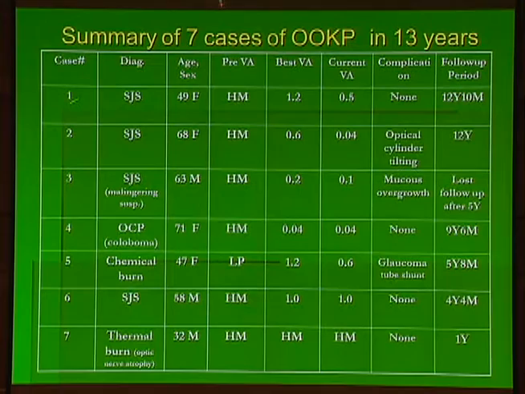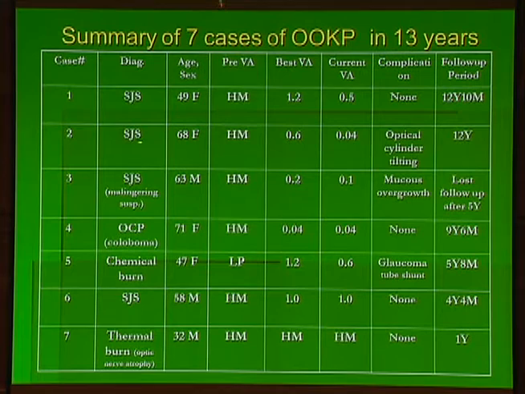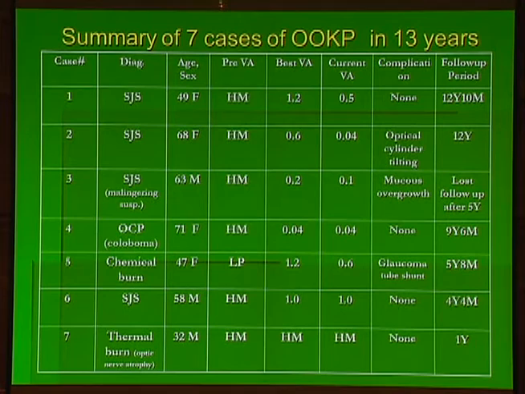We have done 7 cases in 13 years, very small numbers. Let me show some results. SJS, 3 SJS cases in series, the first 3 cases. Best visual acuity 1.2, 0.6, 0.2, and the current visual acuity is here. So fairly long follow-up, over 12 years. And this patient was lost to follow-up. And one OCP patient, visual acuity 0.2, remains 0.04 because of a large coloboma there.